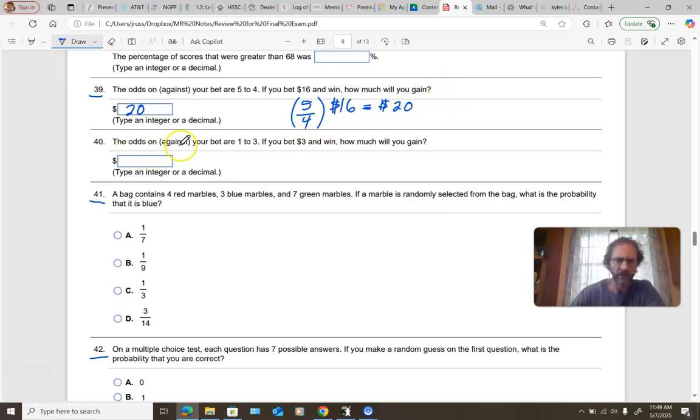All right. Number 3 is just like it. Let's actually do number 3 real quick. The odds against are 1 to 3. If you bet $3 and you multiply these, the 3's would divide out and you're actually going to win $1, okay? And the reason is because the odds against this event happening are actually really quite low. It's kind of the reverse from number 39.